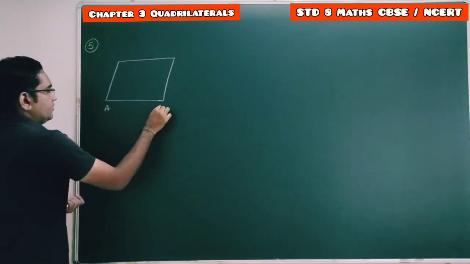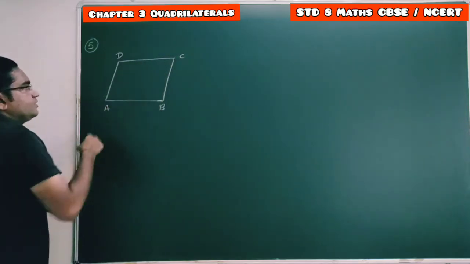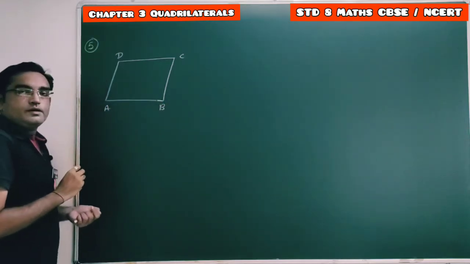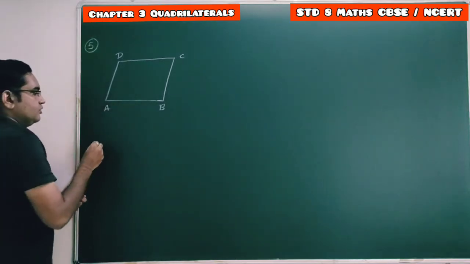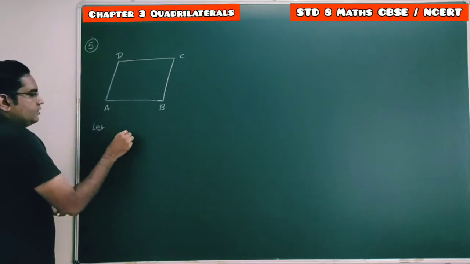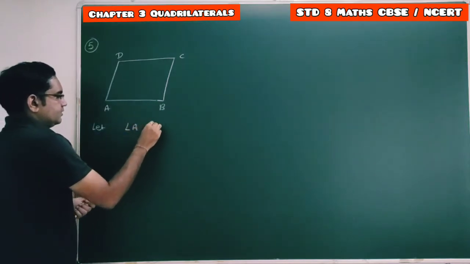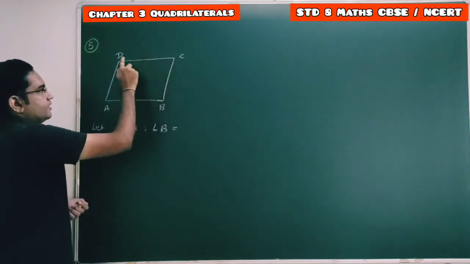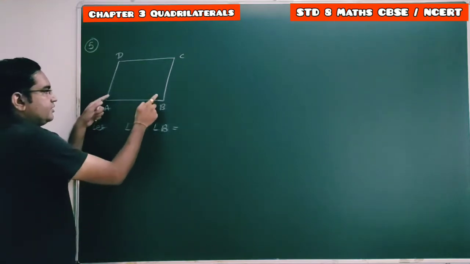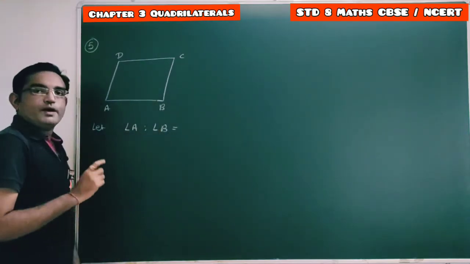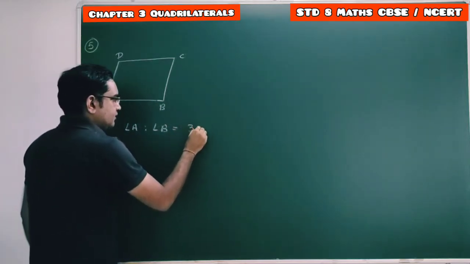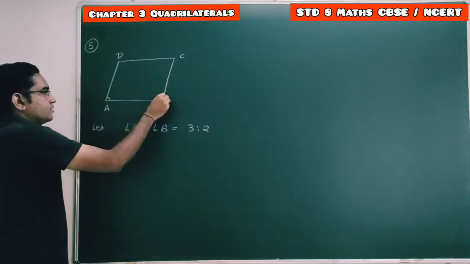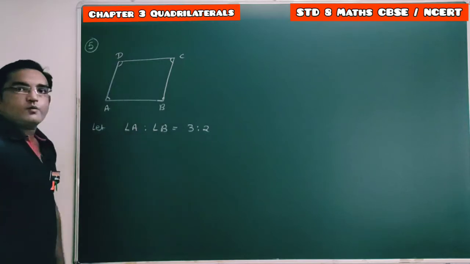Let's say this is parallelogram ABCD, and here we are given two adjacent angles. Two adjacent angles of this parallelogram are in the ratio of 3:2. Let's say angle A to angle B. These are the two adjacent angles. We can take B and C also, C and D, and D and A. So first we will consider A and B. Two adjacent angles of the parallelogram are in the ratio 3:2. This is given. Find the measure of all the angles of this parallelogram. That is the question.